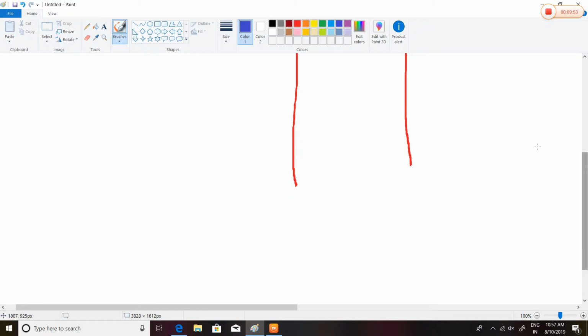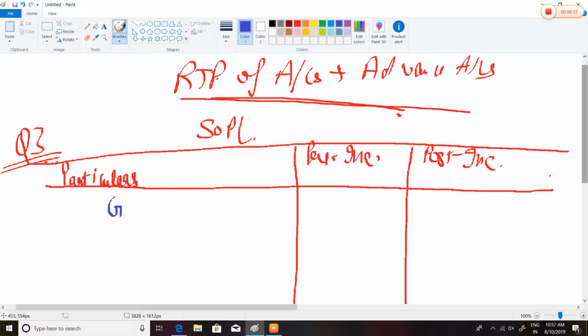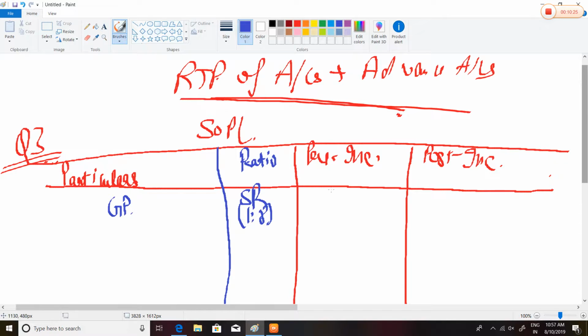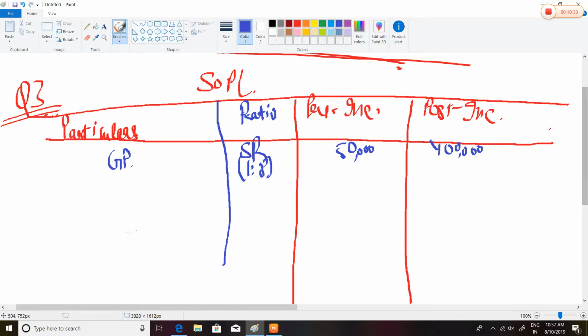So firstly GP. Make a column of ratio here. Sales ratio, how much? 1 is to 8. GP is, I think, 4,50,000. Have a look. Yes, 4,50,000 is the GP. 1 is to 8. That is 50,000 here and 4 lakh rupees here. Next, now we'll subtract all the expenses. Firstly, bad debts. Before expenses, bad debts recovered. 14,000 is the bad debts recovered.